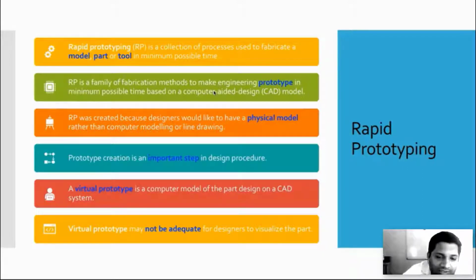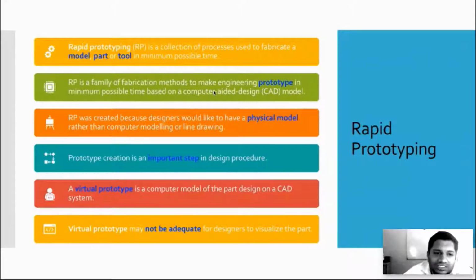So, if I want to design a phone, then it is very important for me to see how it is going to behave in the real world. So the first sample is very, very important in the design process. That is why rapid prototyping is very, very important.